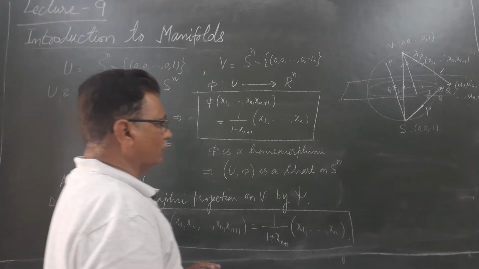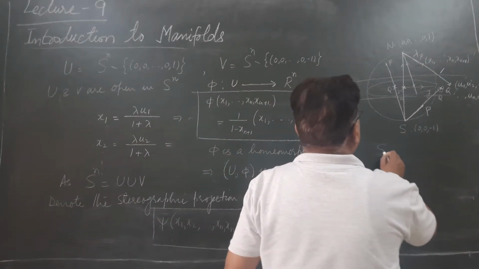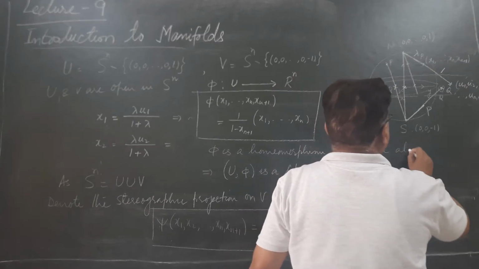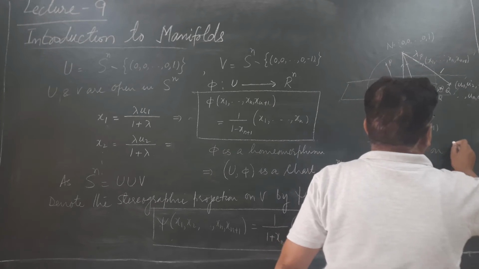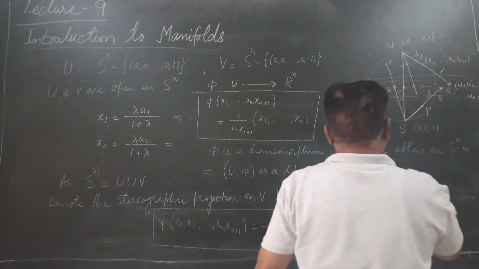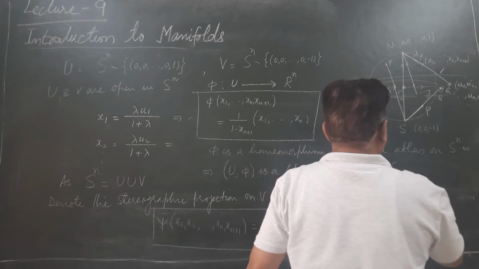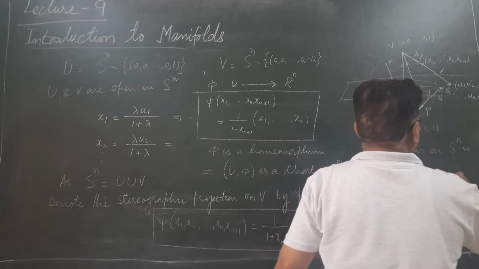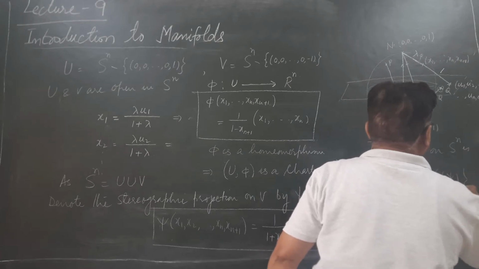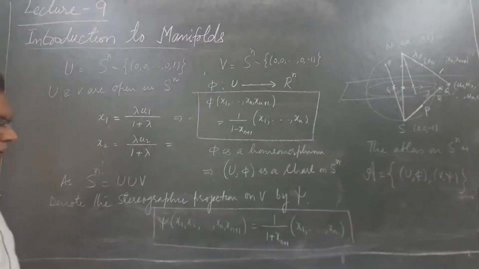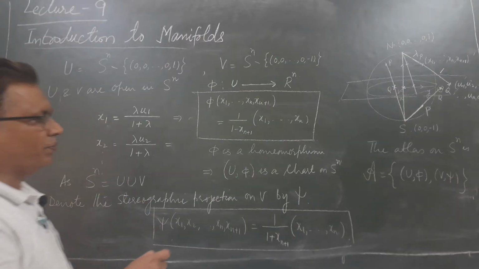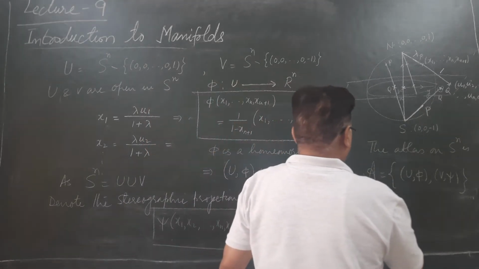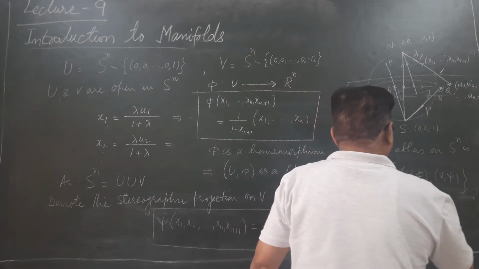So now what is the conclusion? That Sn has an atlas. So the atlas on Sn, let me call it A, is (U, phi) and (V, psi). Okay, and every time you are mapping an open set into where? Into Rn. So this implies that Sn is an n-dimensional manifold.